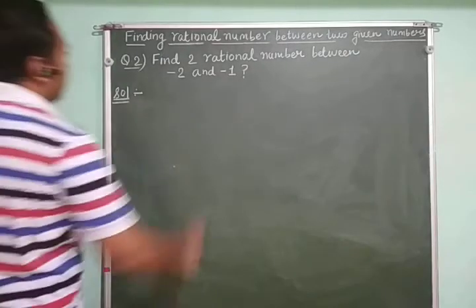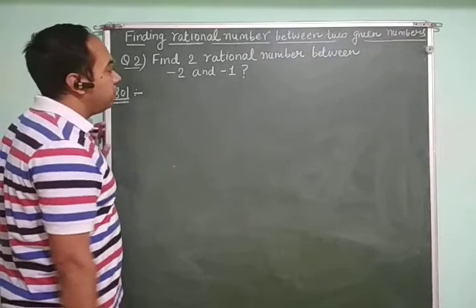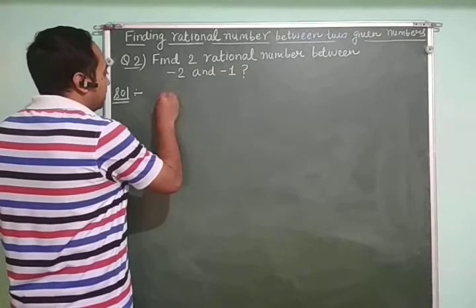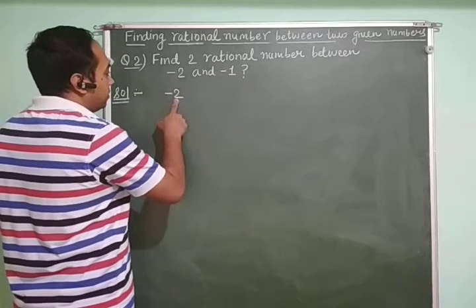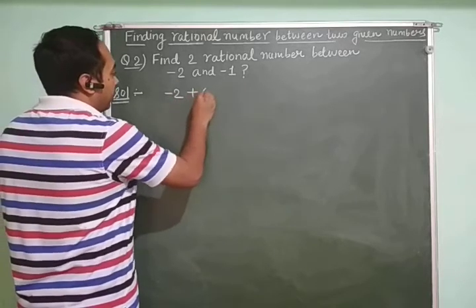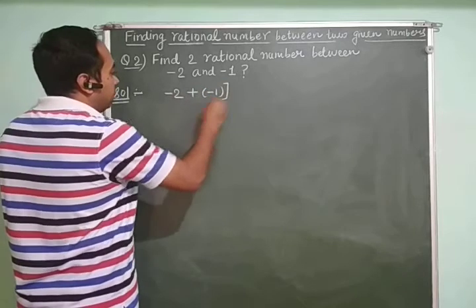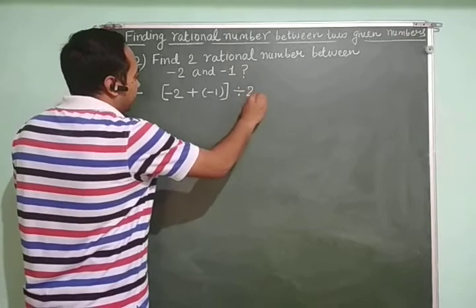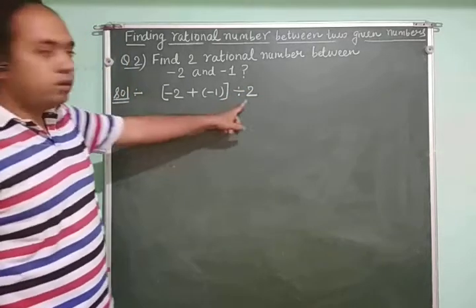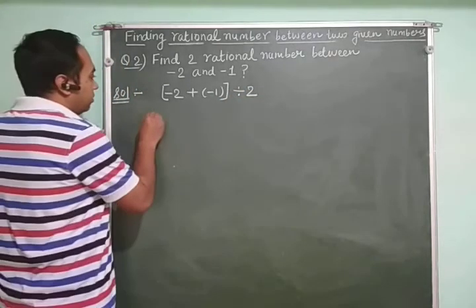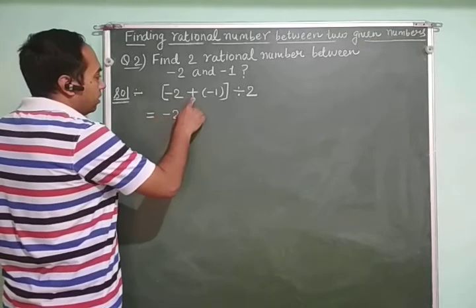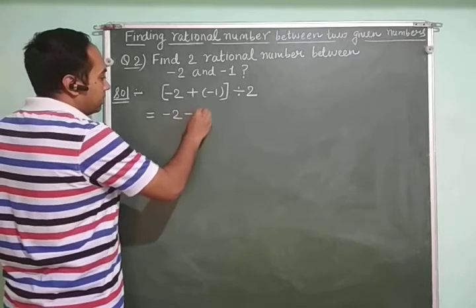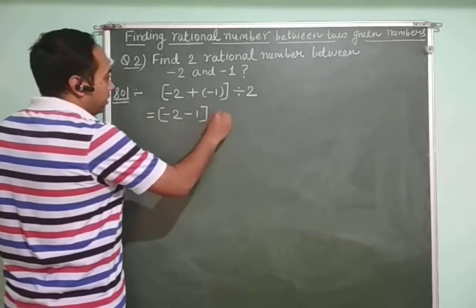Question number 2. Find two rational numbers between -2 and -1. So again, first we will add -2 and -1 and then divide them by 2. This is equal to -2. First we will solve the value inside the square bracket. Plus into minus is minus. Divide by 2.